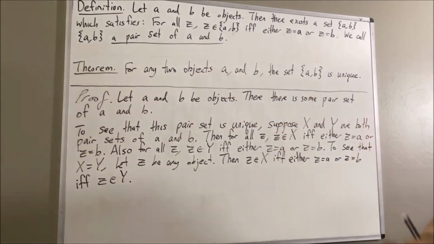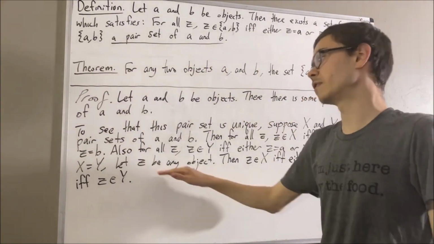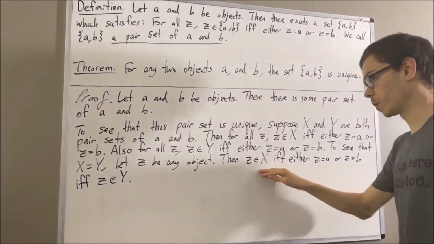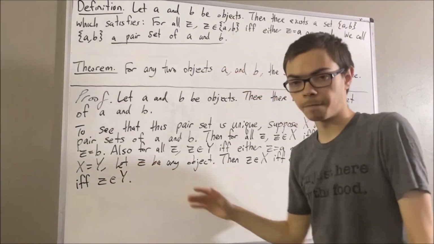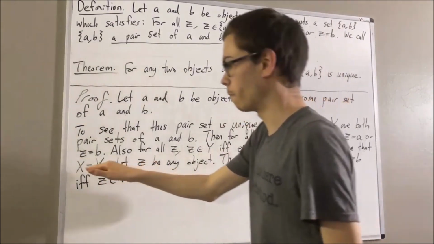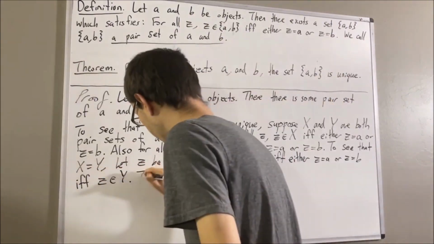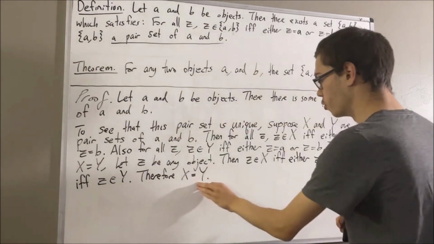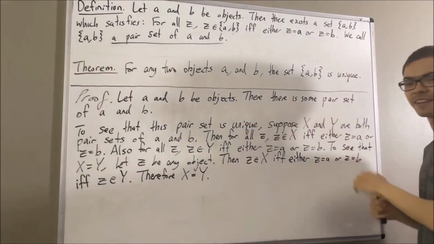Putting this together, since Z was an arbitrary object, this means for all objects Z, Z is an element of X if and only if Z is an element of Y. Right, and that's what it means for these two sets to be equal. And that proves the uniqueness of our pair set.